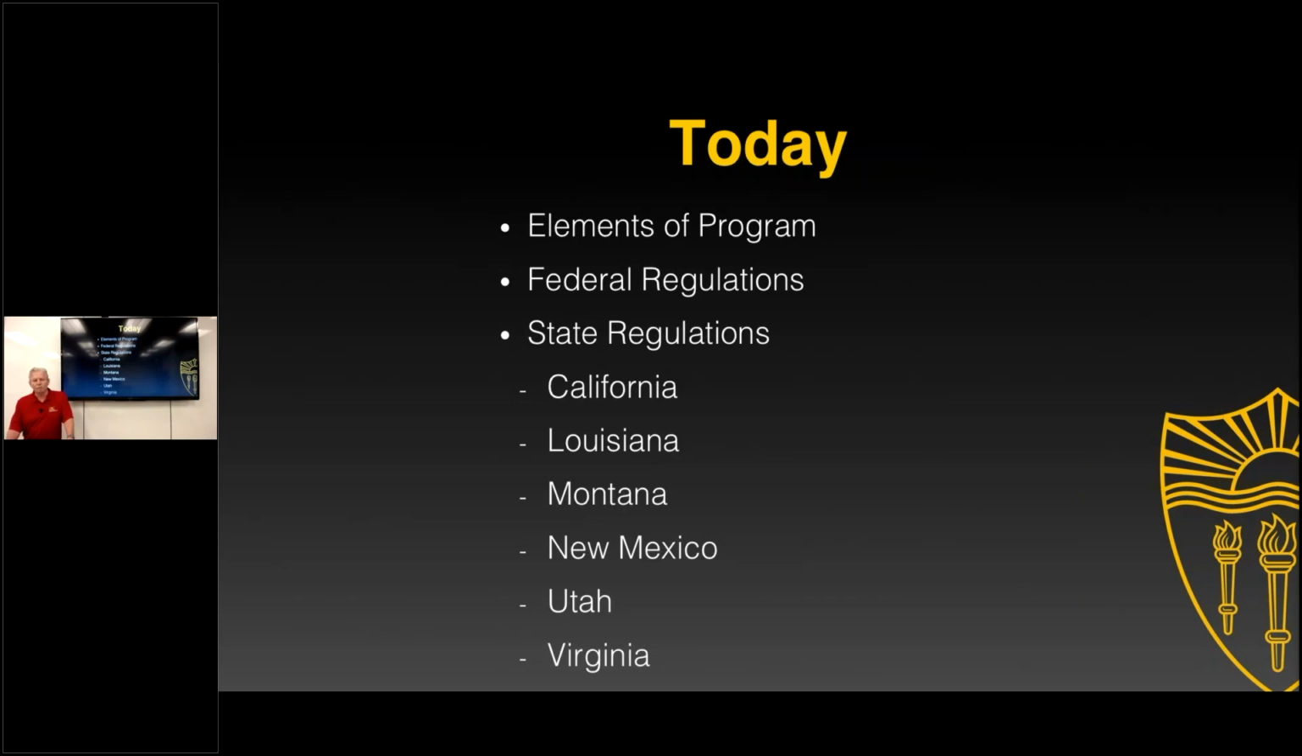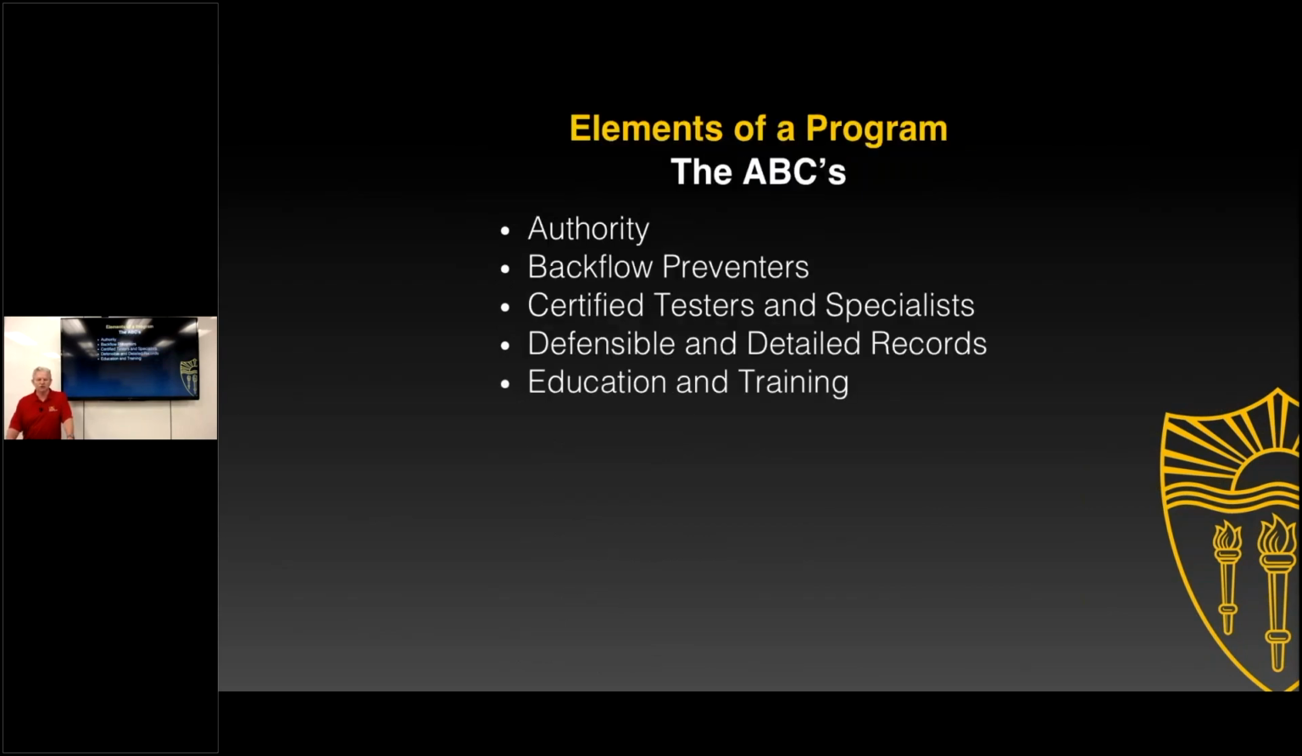So when we talk about a cross-connection control program, from the Foundation's point of view, what we would like to see is 5 major elements in any cross-connection control program. Authority, backflow preventers, certified testers and specialists, defensible and detailed records, education and training. Easy to remember, A, B, C, D, E. Those are just the elements we want to see.